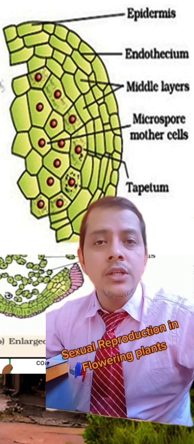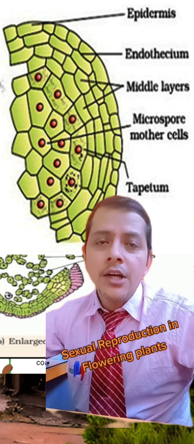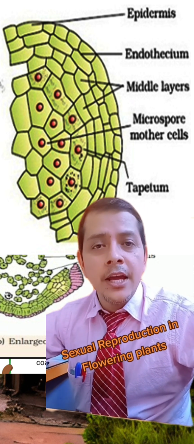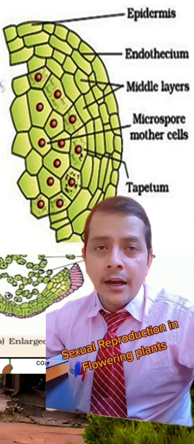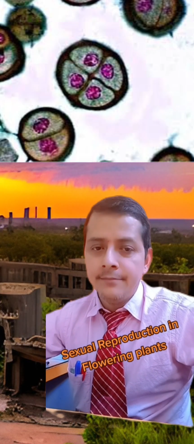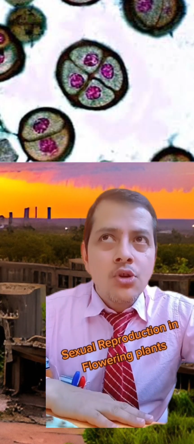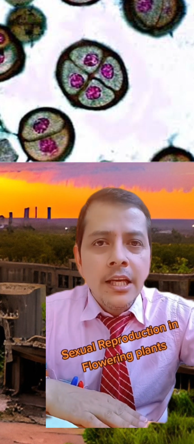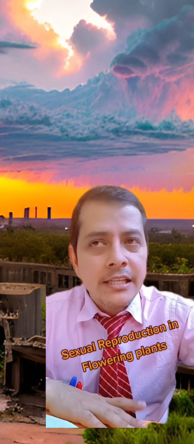All the 4 cells are attached to each other, forming a microspore tetrad. Later each cell separates from the main and becomes a pollen grain. So let's learn the structure of a pollen grain. Normally a pollen grain consists of 2 layers. The outermost layer is called exine, whereas the innermost layer is called intine.